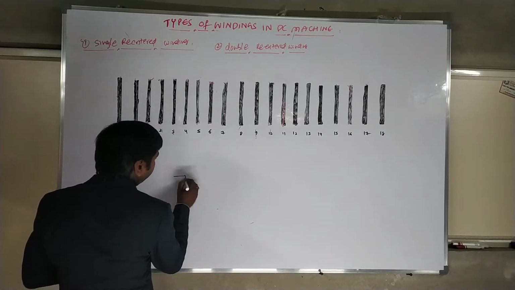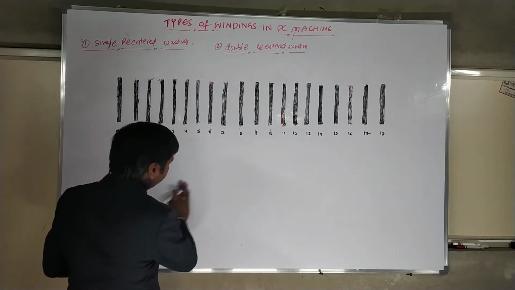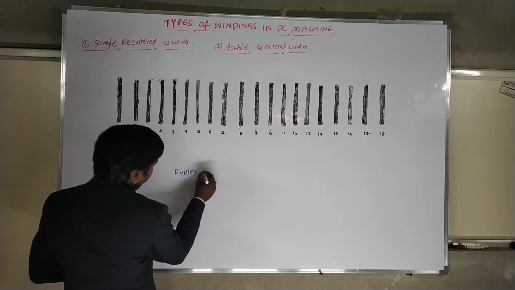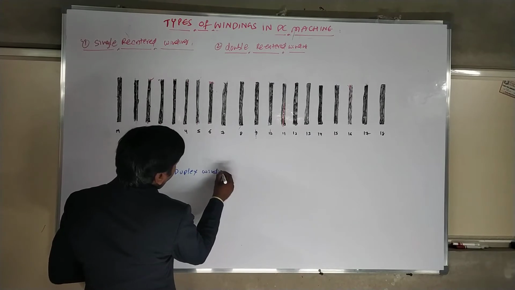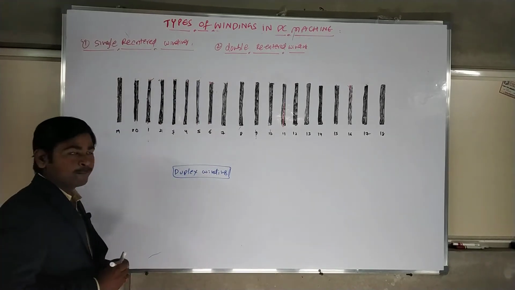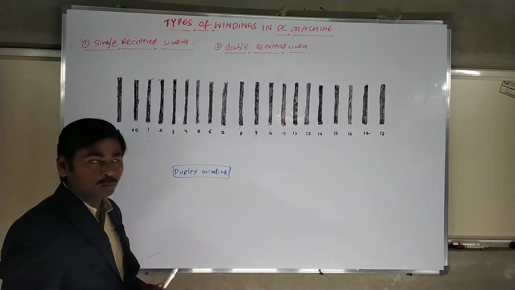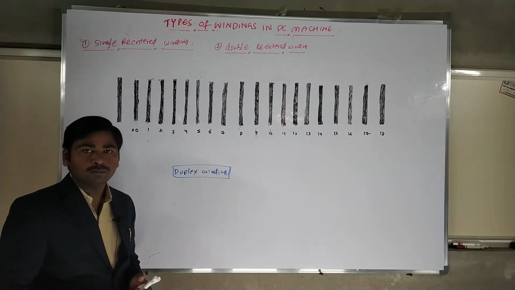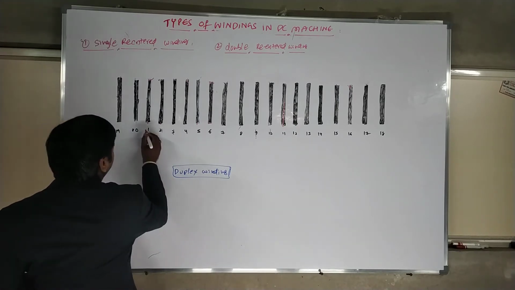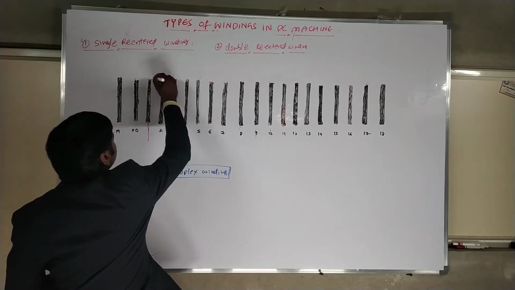Basically, these types of winding you can see in the case of a duplex winding. So let me draw a duplex progressive lap winding, then you can understand very clearly. So let us go; the first thing is a lap winding.